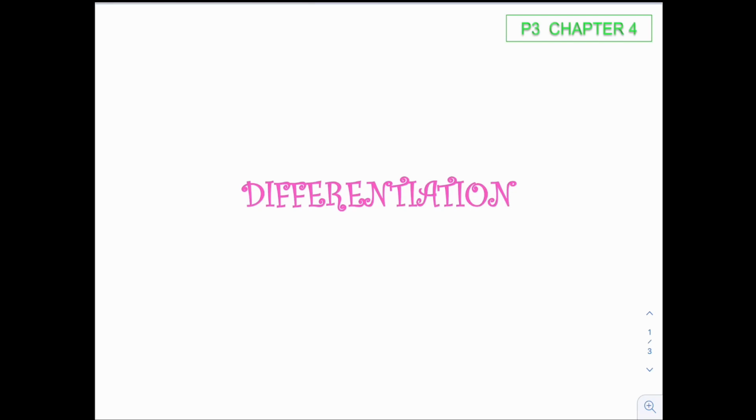The first thing that you need to know in this chapter is how to differentiate exponential functions. The second is how to differentiate trigonometric functions. The third is to differentiate ln. Besides that, you need to know the product rule and the quotient rule.